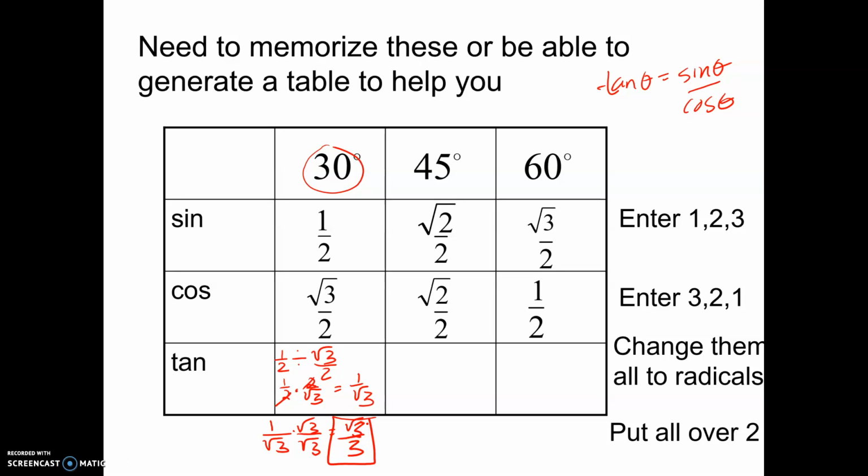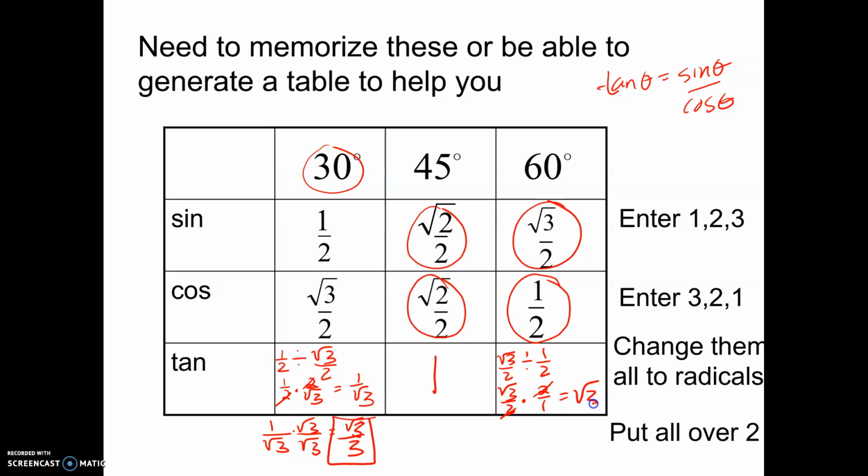Okay, make that look more like a 3. And then if I want tangent of 45, I do sine of 45 over cosine of 45, and anything over itself is 1. And then for tangent of 60, I take sine of 60, divide that by cosine of 60. So if I have radical 3 over 2 divided by 1/2, that's radical 3 over 2 times 2 over 1. 2's cancel, I get radical 3. And like I said, you'll eventually memorize that the tangent of 60 is radical 3.